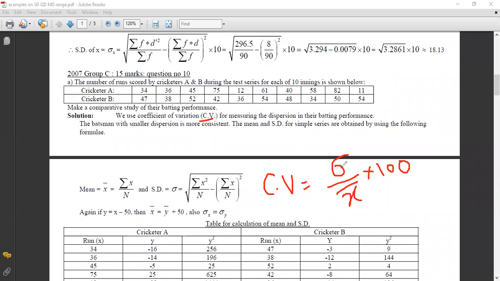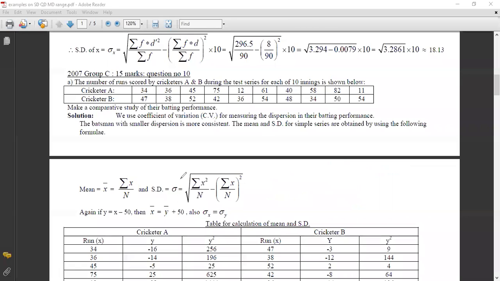Sigma means the standard deviation of the runs obtained by cricketer A and cricketer B for the last 10 innings. X bar is the arithmetic mean of the runs of cricketer A and cricketer B for the last 10 innings. You have to calculate this sigma and x bar, divide sigma by x bar, and multiply with 100, and we get the CV.